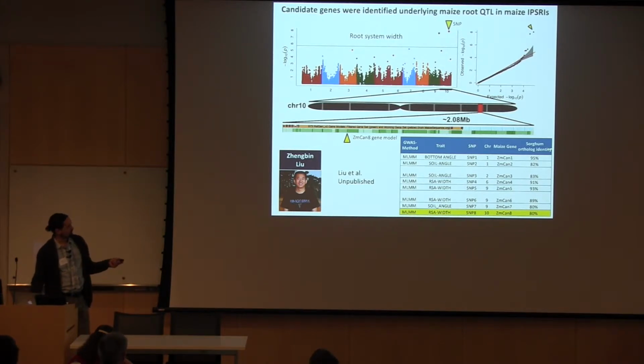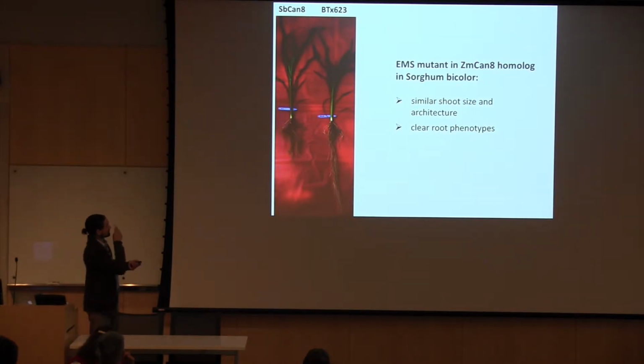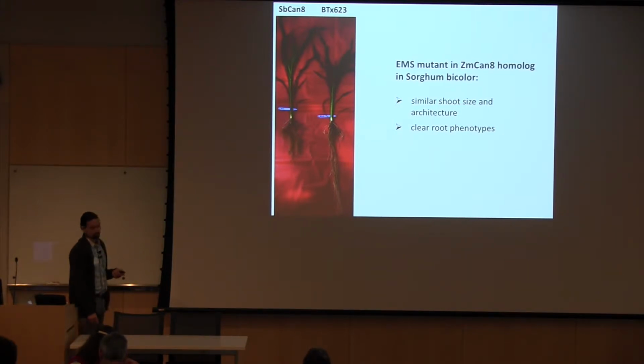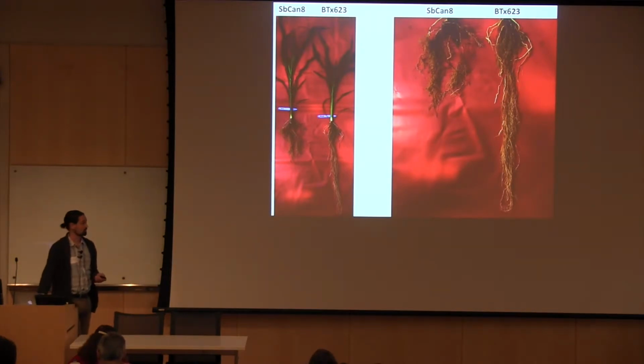I'm showing you here the sorghum ortholog identity because we actually found a mutation in an existing library in sorghum, so we think it's doing a very similar thing in sorghum. There's our candidate gene, there's the wild type, and we can see clear root phenotypes here. So we think we're getting close to identifying genes. This is important because we know almost nothing about the quantitative genetics that control root architecture.